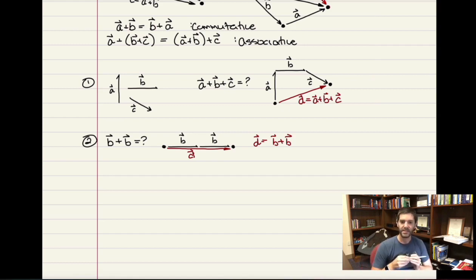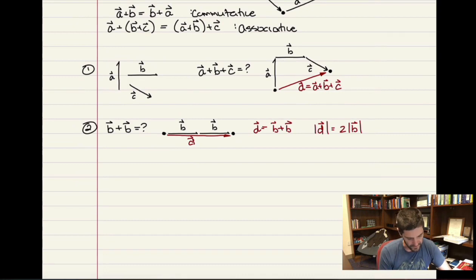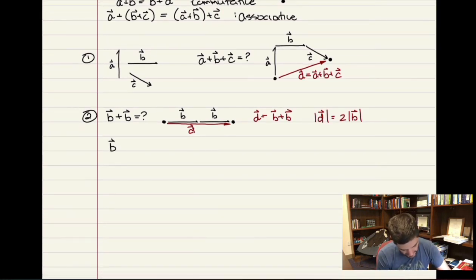And perhaps it's not too hard to see that if I were to ask, for example, what is the length of D? How long is that red vector I just drew? I hope it's clear that that is the same thing as twice the length of the vector B. It is twice as long because it's essentially just two B vectors side by side, or front to back. So the way we write this with vectors is B plus B is the same thing as 2 times the vector B.